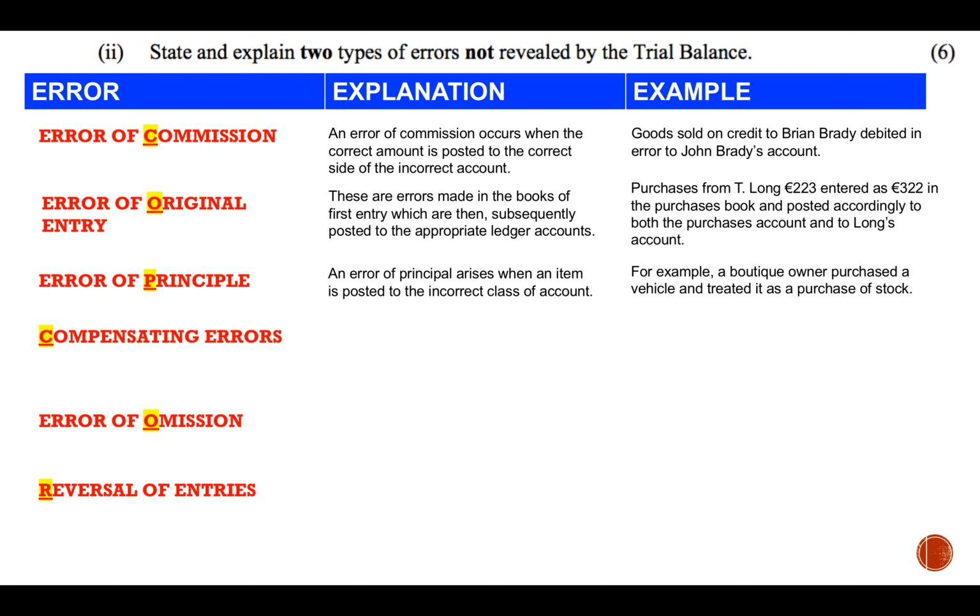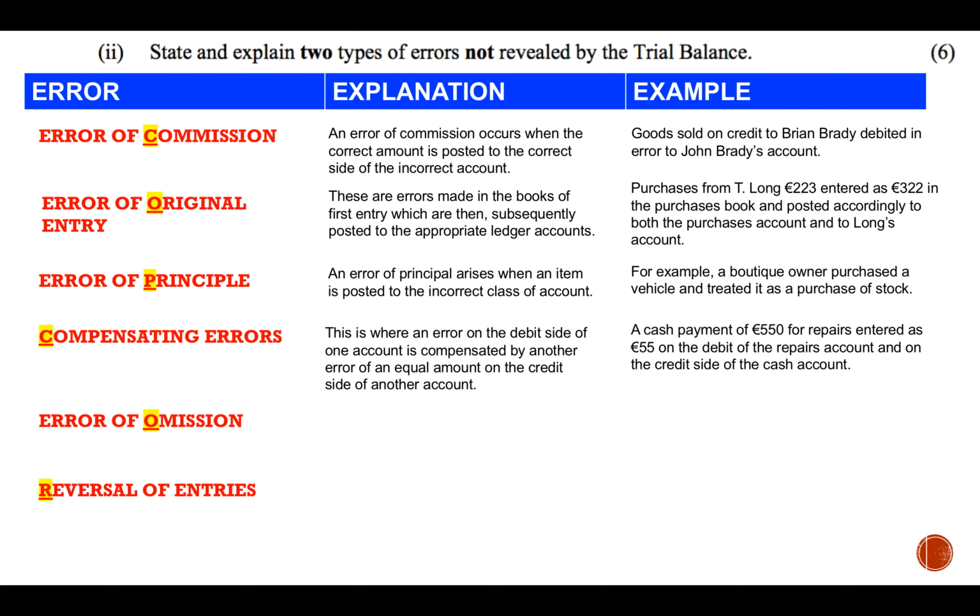Next, we have compensating errors. This is where an error on the debit side of one account is compensated by another error of an equal amount on the credit side of another account. For example, a cash payment of €550 for repairs entered as €55 on the debit side of the repairs account and on the credit side of the cash account.